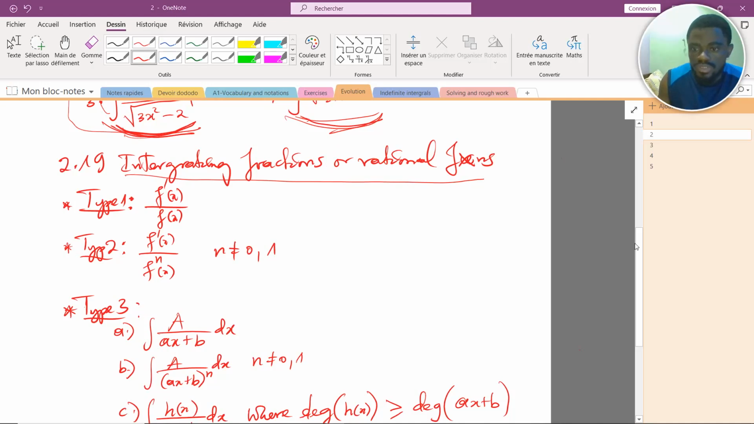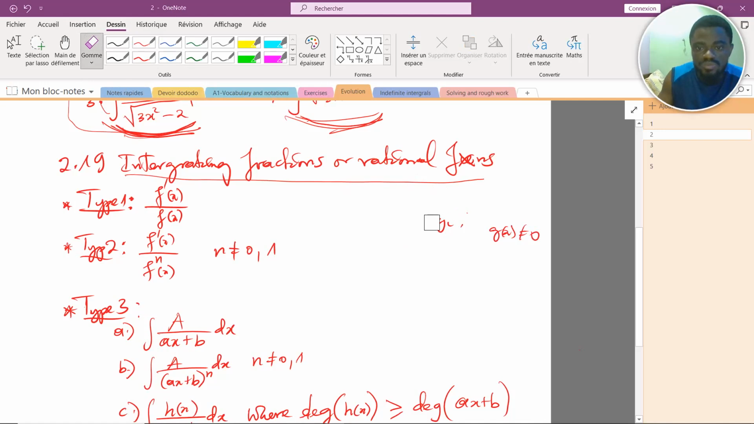Today we are going to start with integration of fractions or rational functions. When I'm talking about rational functions, a rational function is any function of the form f of x over g of x, where g of x is different from 0. This is a rational function. So we are going to see how to integrate fractions or rational functions, things of this form.